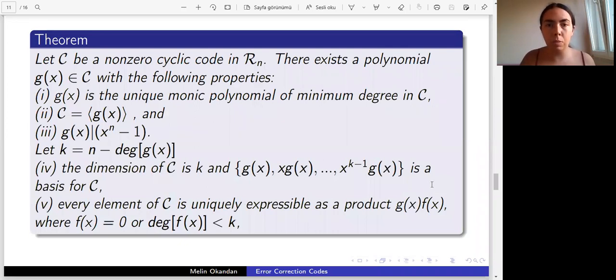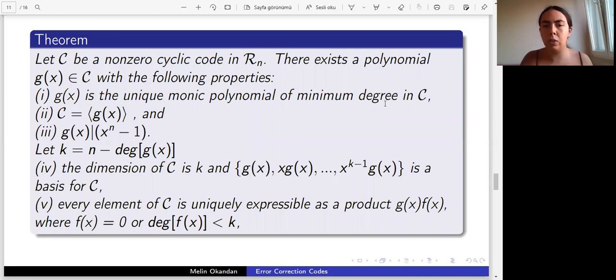Now, so far, so good. We have said so much about these ideals, so we are ready to state this theorem. Assume that C is a non-zero cyclic code in Rn, and there is a polynomial g(x) in C with the following properties. First of all, g(x) is the unique monic generator of minimum degree in our code C, which means that we can generate our cyclic code C using this polynomial g(x). What is more, g(x) divides x to the n minus 1, and if we let k equal n minus the degree of g(x), we can say that the dimension of our cyclic code C is k, and write down the complete basis of it.